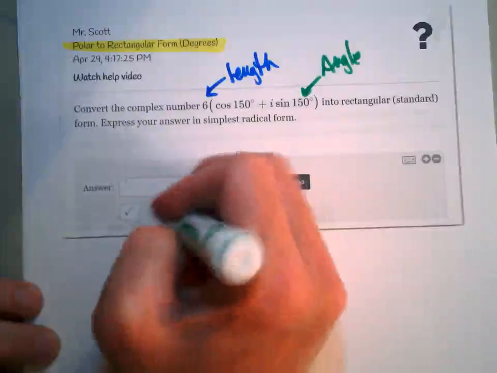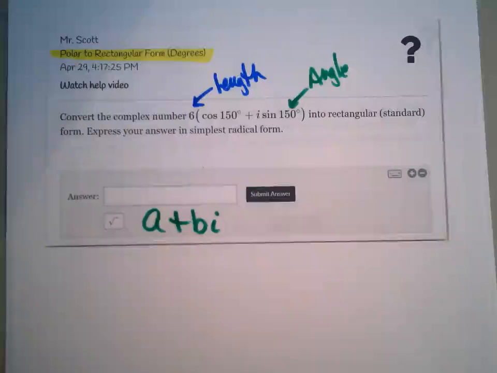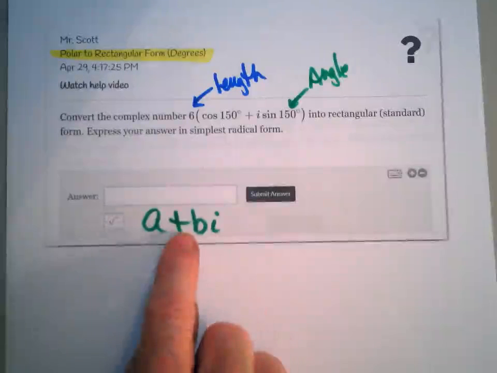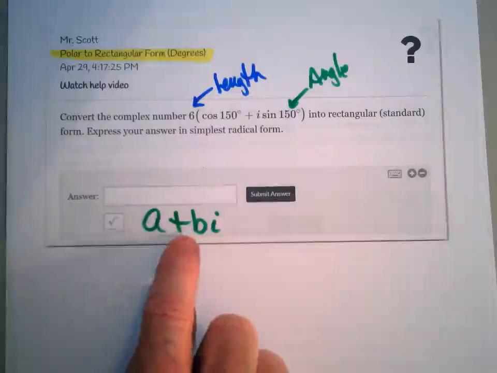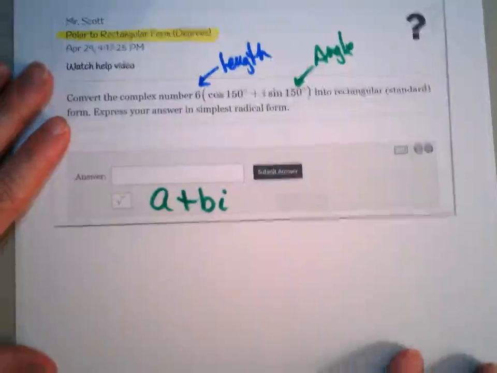How we answer these is as a complex number. Okay, so our answers for polar to rectangular form need to be a complex number, a plus bi, when we submit our answer. All right, so let's show you how this goes.